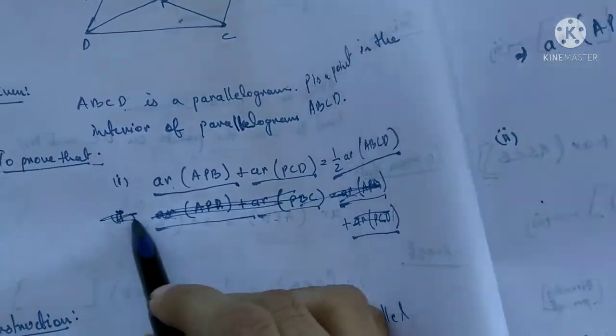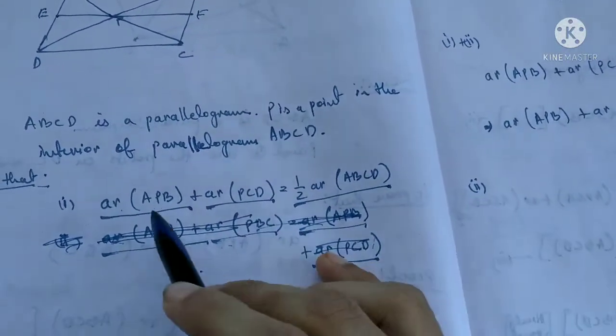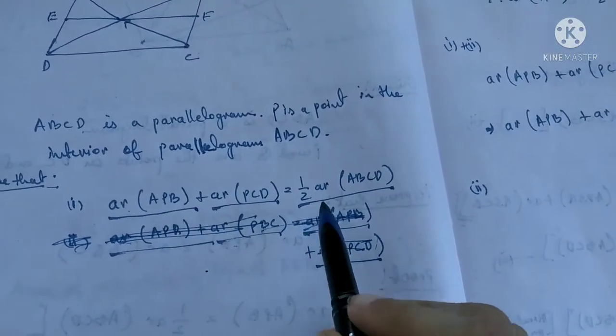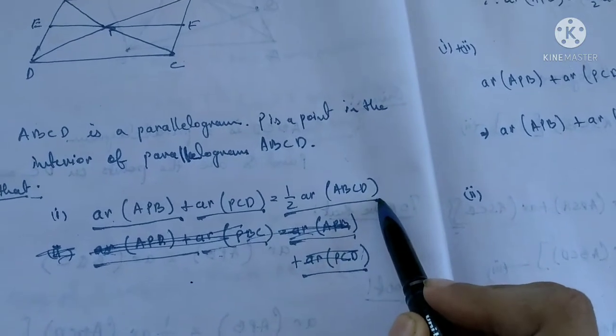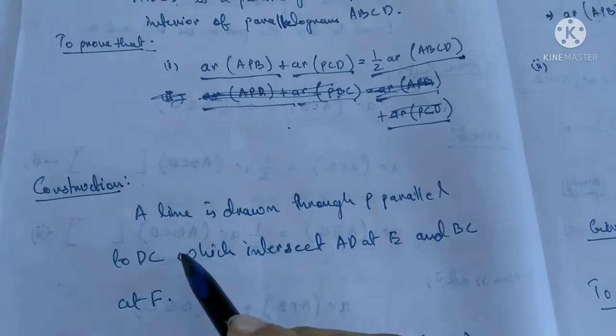First of all I will write number 1. That is, I have to prove that area of triangle APB plus area of PCD is equal to half area ABCD. This is what I have to prove here. Finished. So now I will do a construction.